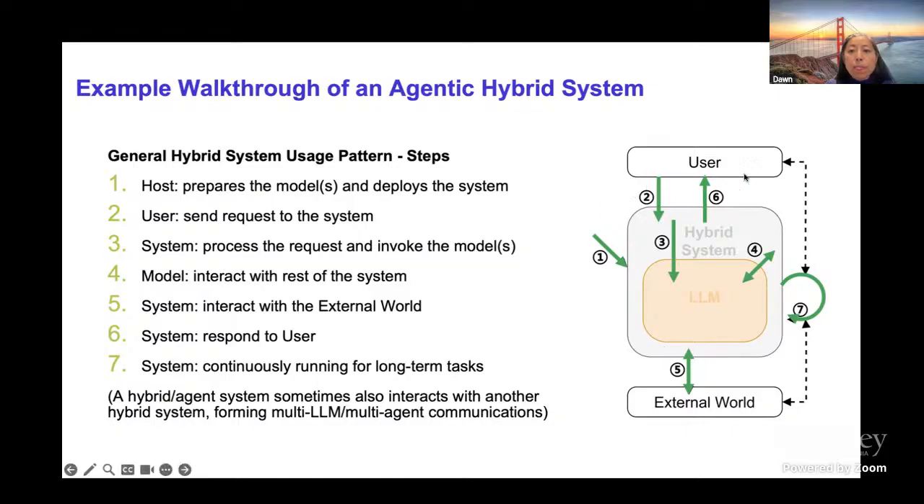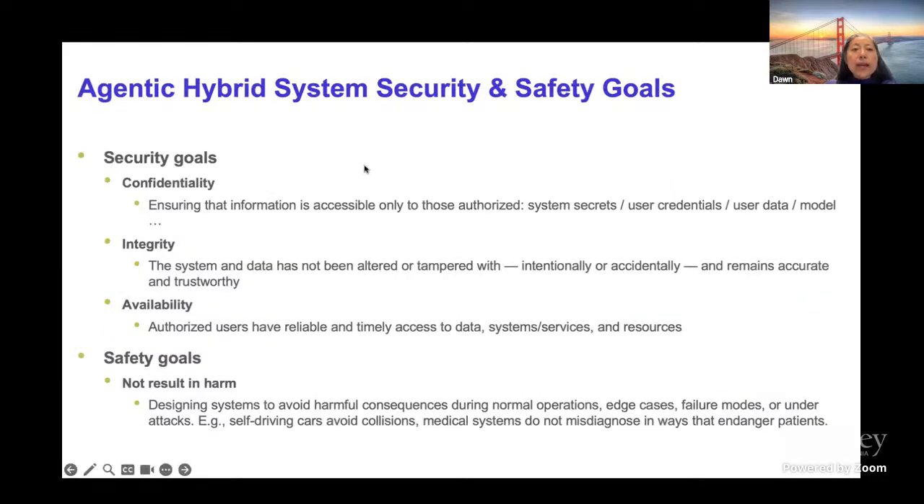And also, this hybrid agentic system sometimes can, of course, interact with another hybrid system, another agent, forming multi-agent communication and interaction as well. So when we look at this agentic hybrid system, it has a set of security and safety goals. For example, for the security goals, at a high level, it's similar to the standard set of security goals that we call CIA: confidentiality, integrity, and availability.